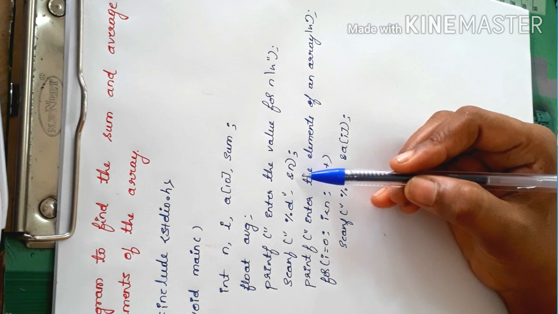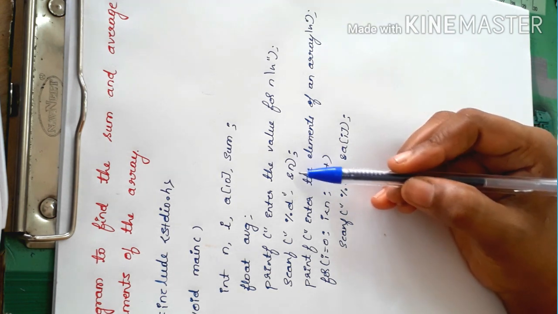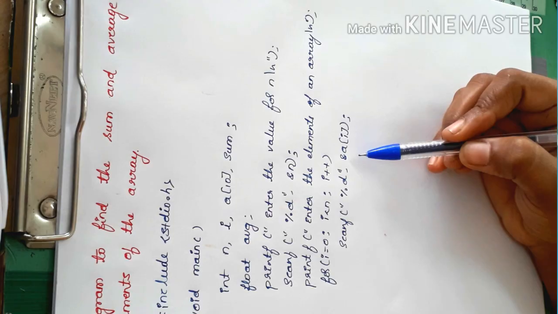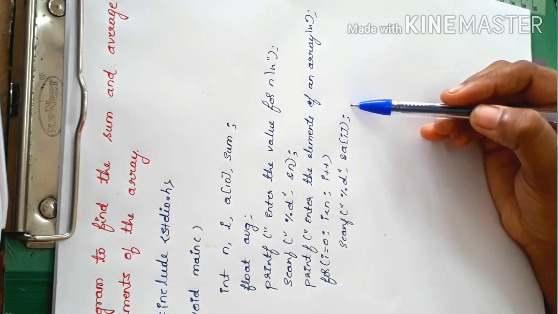Next, input a value for n, then input n elements to the array A. In my YouTube video on how to input the elements to the array and also how to display the elements of the array, I have explained how to input the elements of the array.